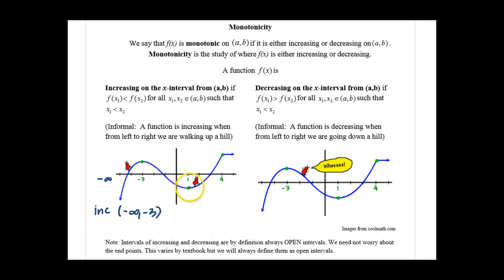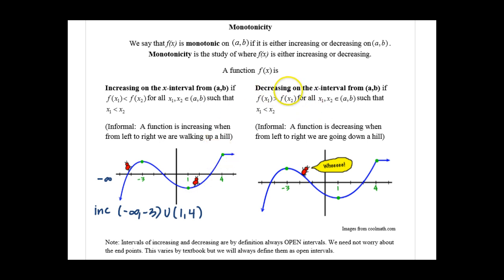And then it starts increasing again from an x value of 1 to an x value of 4. So, and, meaning the union symbol, 1 to 4. So on these x values, since this goes down forever, as I look from left to right, he would be walking up a hill from negative infinity to negative 3, and then from 1 to 4.